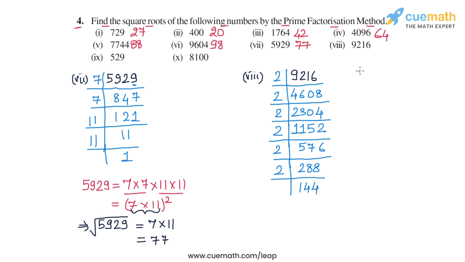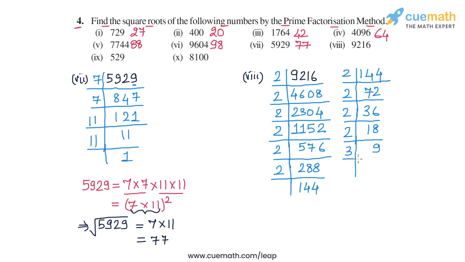And now let me continue this process here. So 144 again divisible by 2, so we divide this by 2, and that gives us 72. Divide by 2 again gives us 36. Divide by 2 again gives us 18. Divide by 2 again gives us 9. Okay, now we can't divide by 2 anymore, so we divide by 3, and that gives us 3. And finally we divide by 3 once again, and that gives us 1.